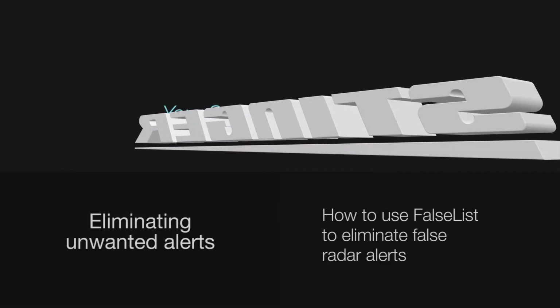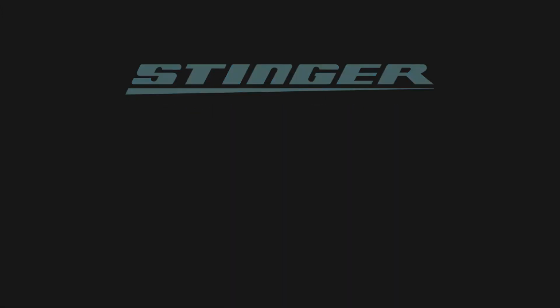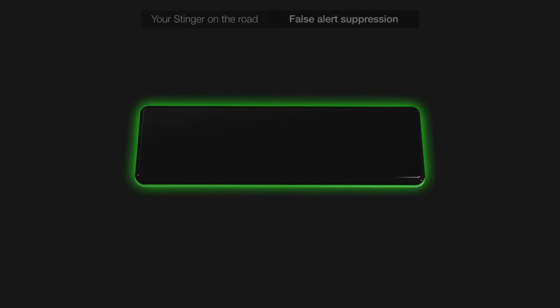In this Your Stinger on the Road tutorial, we'll show you how you can use FalseList to minimize unnecessary alerts. Please note that radar speed trap alerting features and functionalities are only available where allowed. This video is for Stinger users with a strip display.